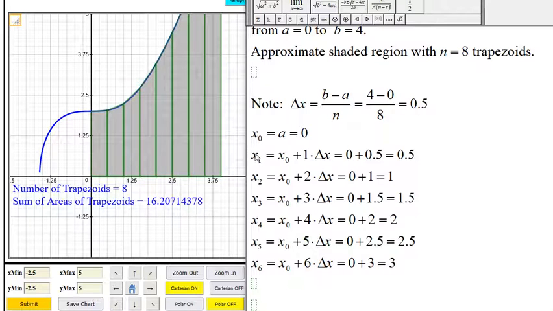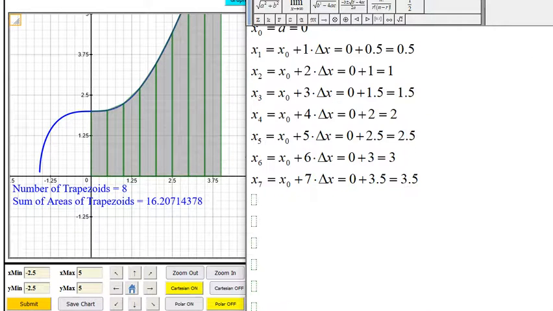And so in this case, we need to go all the way up to x of 7, x of 8. And so x of 7, which is right here, would be x of 0 plus 7 delta x, but delta x is 0.5, and so 7 times 0.5 is 3.5. And then the last one, we remember that the interval is from 0 to 4, and therefore x of 8 should be 4.